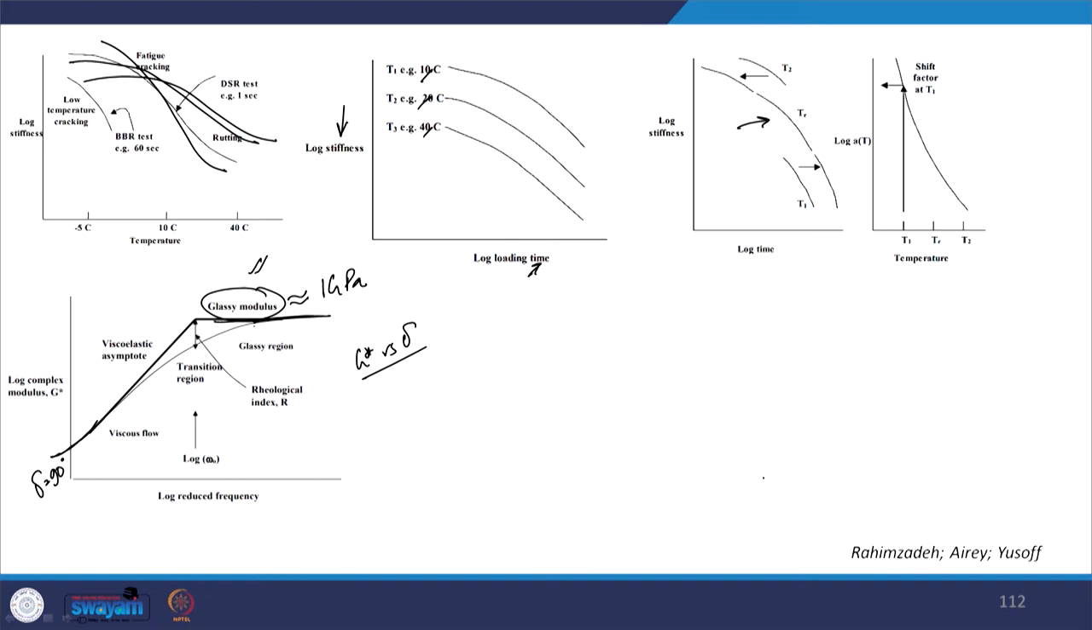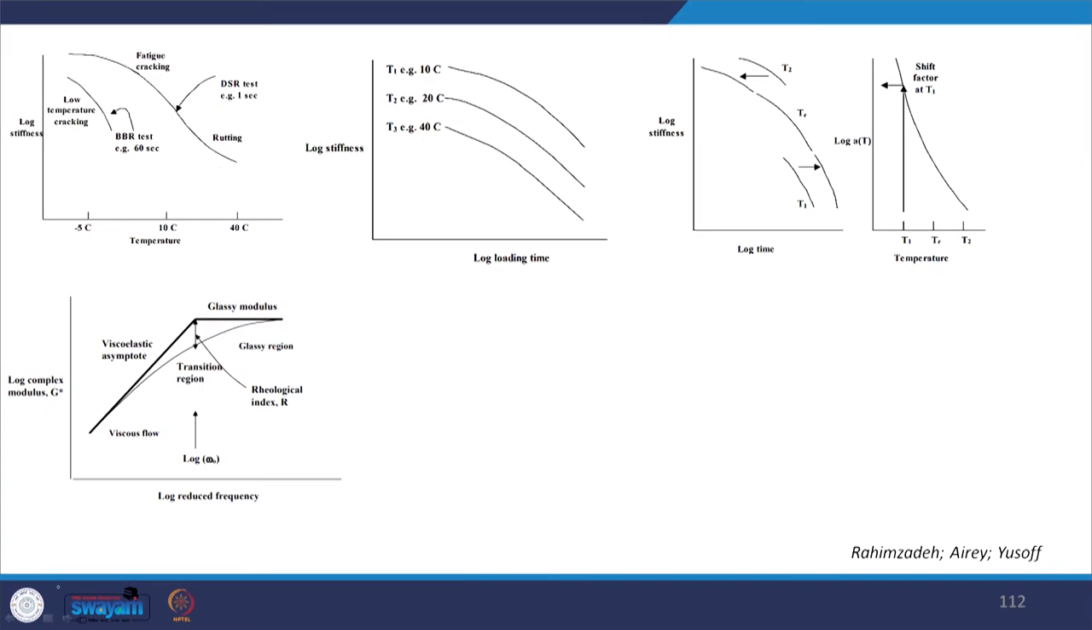Then we also have something which is called the crossover frequency. This is an interesting parameter. So the crossover frequency is defined as the frequency at a given temperature where the value of storage modulus is actually equal to the value of loss modulus, which means that the value of tan delta is equal to 1. Okay. So if we want to approximately identify this using the master curve, then the process is that it is a point in the master curve at which the viscous asymptote, which you see here, all right, crosses the glassy modulus. So this location will give you the value of frequency at which the value of loss modulus is equal to the value of storage modulus.